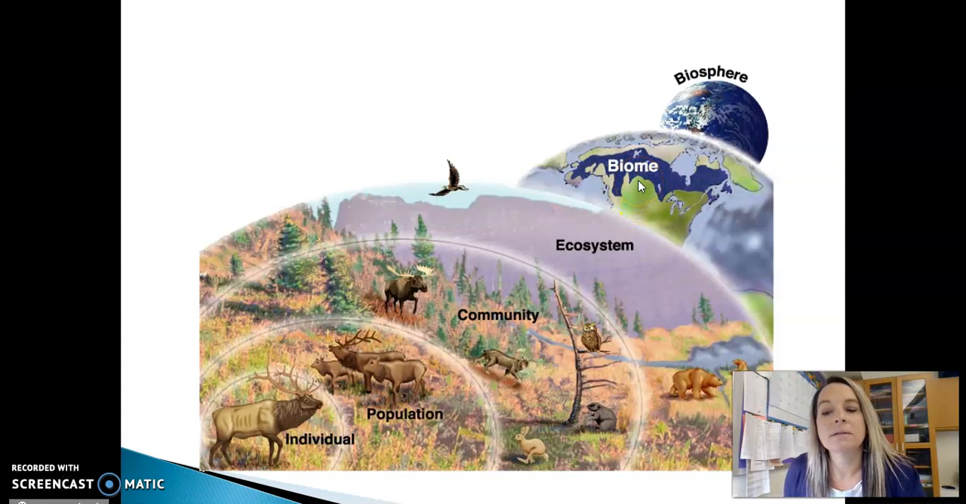Biomes, we'll discuss, are little areas that share the same plant life, the same animal life. They have the same climate, and they are similar. And then you add up all those across the world, and you get your biosphere.